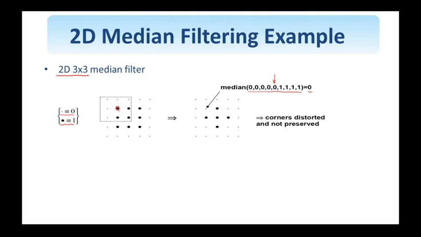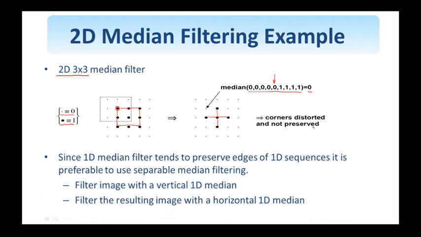So we see that that edge pixel of the input image has been eliminated, and this square image of the input will end up being this cross-shaped picture at the output. So the corners are distorted, are not preserved, and therefore we typically prefer to use separable median filters. We first filter the image in the vertical direction with a 1D median, and then the resulting image is filtered in the horizontal dimension by another one-dimensional median.